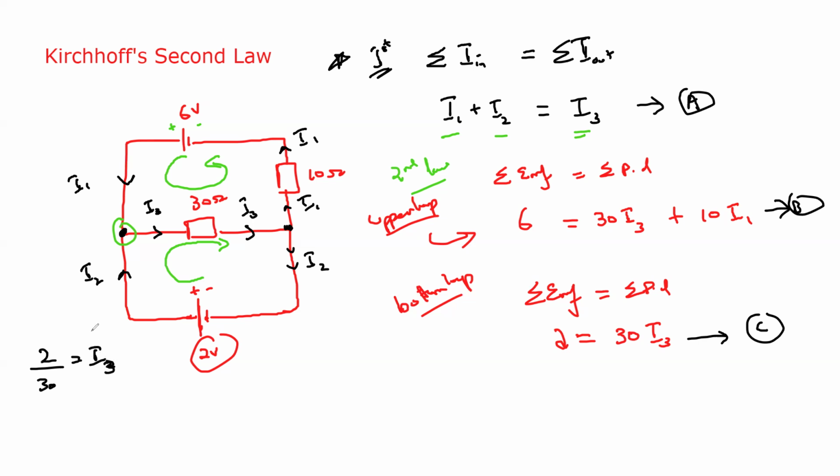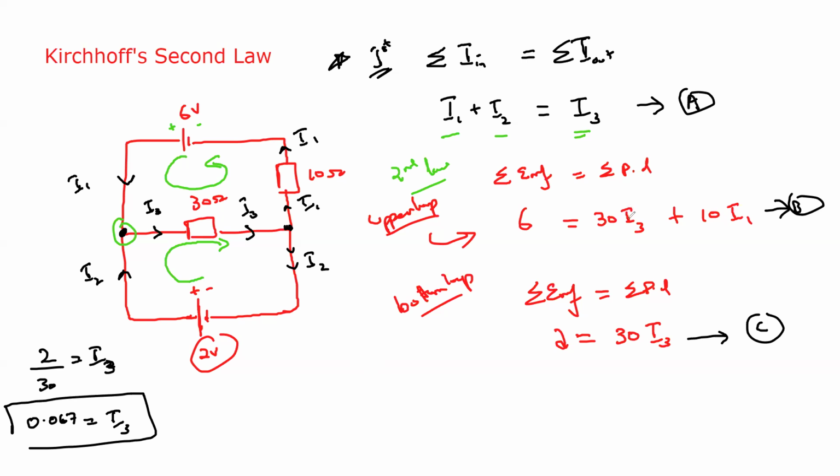So 2 divided by 30, what's the answer? 2 by 30, or 1 by 15? Is it 0.066 or 0.067? Okay, so this is 0.067. So we work out that the value of I3 is 0.067.